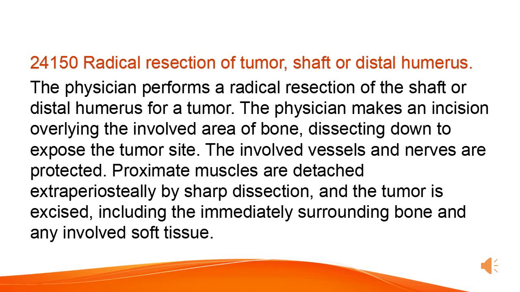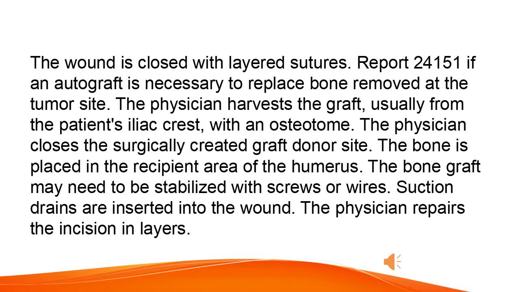Radical resection of tumor, shaft, or distal humerus. The physician performs a radical resection of the shaft or distal humerus for a tumor. The physician makes an incision overlying the involved area of bone, dissecting down to expose the tumor site. The involved vessels and nerves are protected. Proximate muscles are detached extraperiosteally by sharp dissection, and the tumor is excised, including the immediately surrounding bone and any involved soft tissue. The wound is closed with layered sutures.